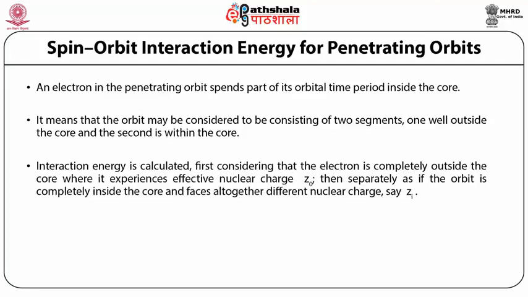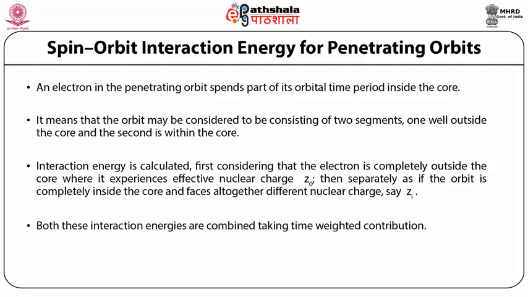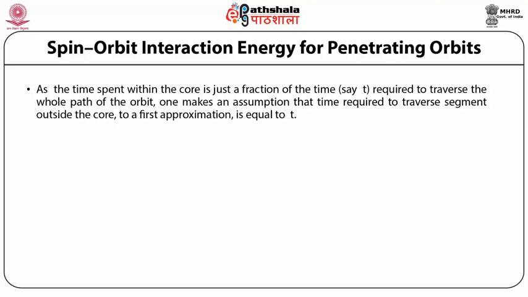Interaction energy is calculated, first considering that the electron is completely outside the core, where it experiences effective nuclear charge Z0, then separately as if the orbit is completely inside the core and faces altogether different nuclear charge, say Zi. Both these interaction energies are combined, taking time weighted contribution. As the time spent within the core is just a fraction of the time, say t, required to traverse the whole path of the orbit, one makes an assumption that time required to traverse segment outside the core to a first approximation is equal to t.